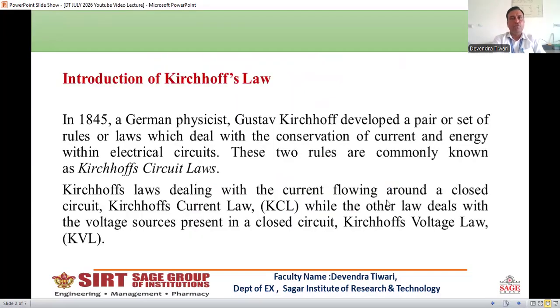So first of all, introduction of Kirchhoff's law. In 1845, a German physicist Gustav Kirchhoff developed a pair or set of rules or laws which deals with the conservation of current energy within electrical circuits. These two rules are commonly known as Kirchhoff's circuit laws. So Kirchhoff's law dealing with the current flowing around a closed circuit is called KCL, while the other law that deals with the voltage source present in a closed circuit is known as KVL.